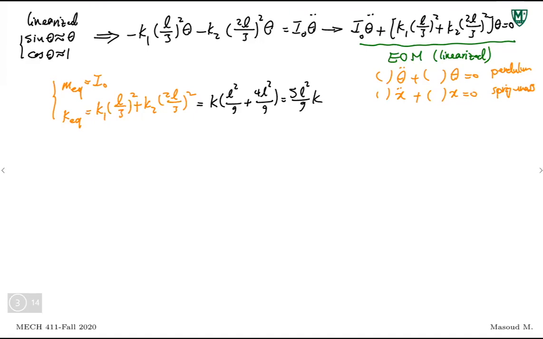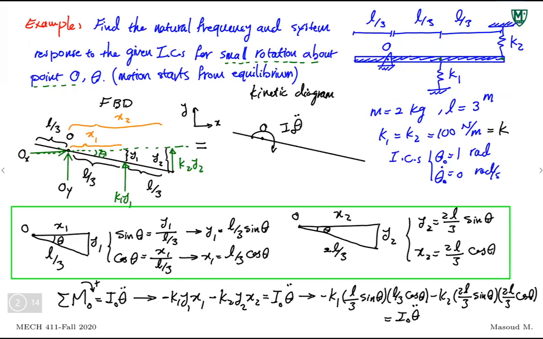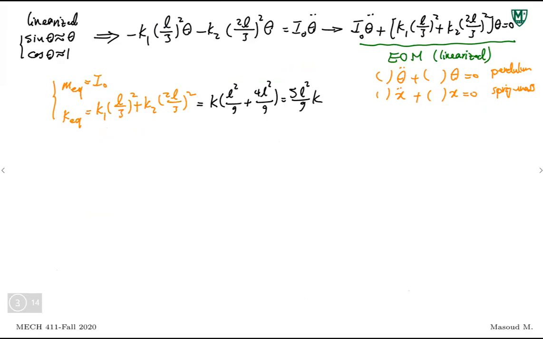What am I asked to find? I'm asked to find the natural frequency first, and then the system response. So natural frequency, what was natural frequency? Omega n is the square root of whatever is the stiffness of the system over whatever is the mass of the system. So in this case, the stiffness is K equivalent and the mass is M equivalent. Does this make sense, guys?